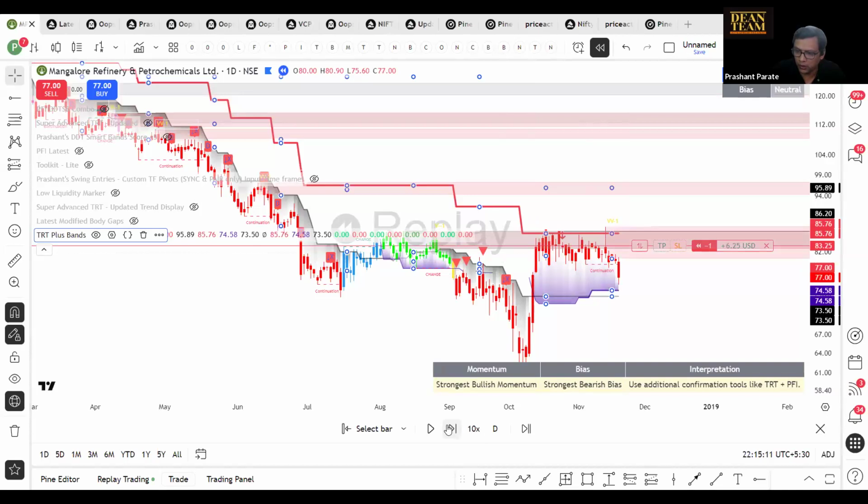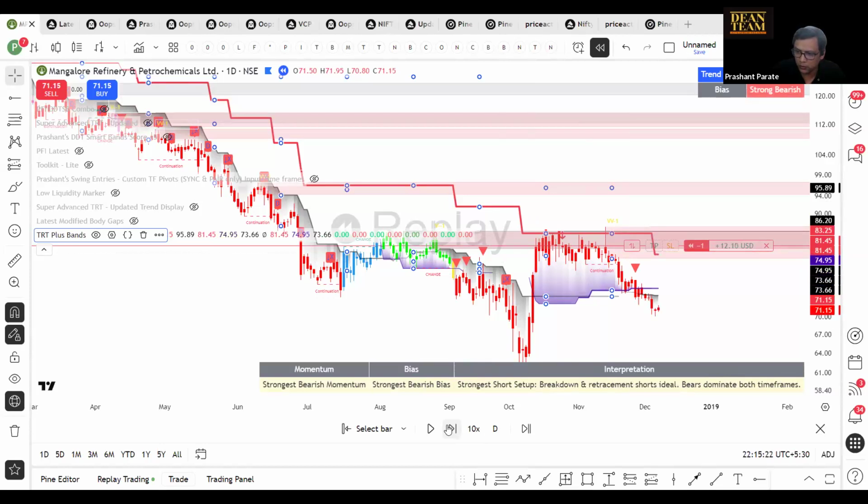Now prices are moving down and a new selling area has formed, and as I said, sometimes these work because the trend and momentum are favorable, sometimes they don't work.